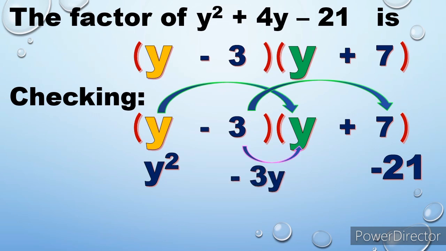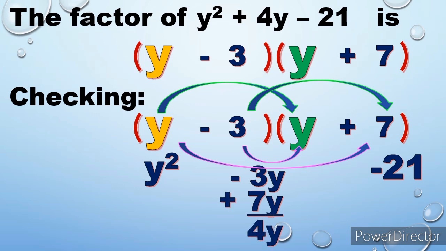Okay, check natin ang middle term. So, negative 3 times y is negative 3y. Y times 7 is 7y. And then, i-add natin. Negative 3y plus 7y is 4y. Okay, so, we have now y squared plus 4y minus 21. Okay, which is match yung product na nakuha natin doon sa given trinomial natin.